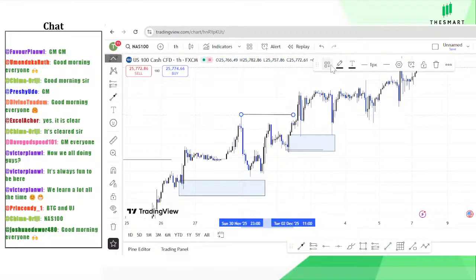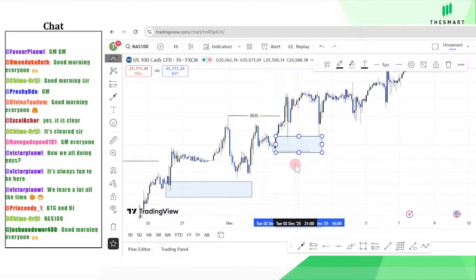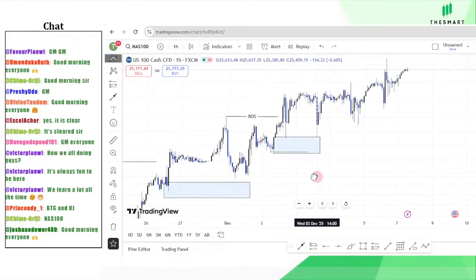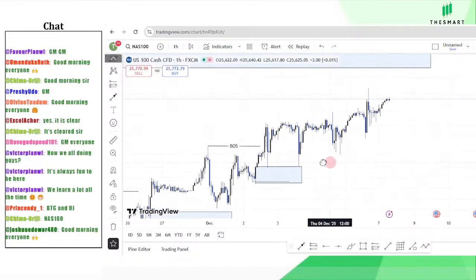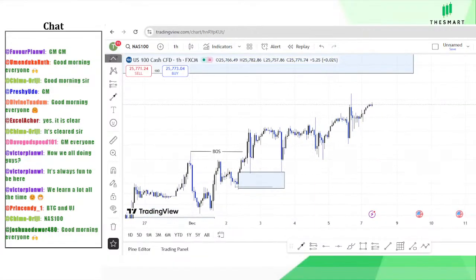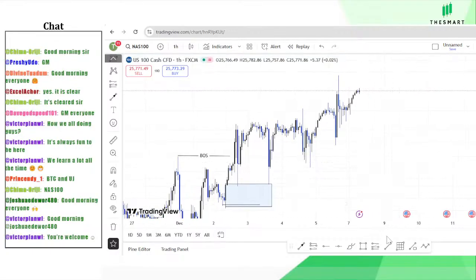giving us what? A break of structure. We have this valid break. After having that valid break, this other block here was presented within the week. This other block was presented within the week for us, and you can see this price tapped into this level and expansion to the upside. So let's look at what we are expecting from this pair now, because that is what we have to answer.